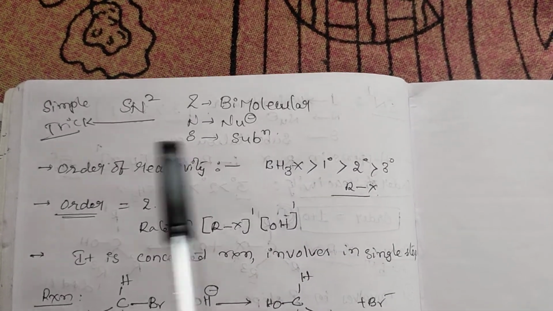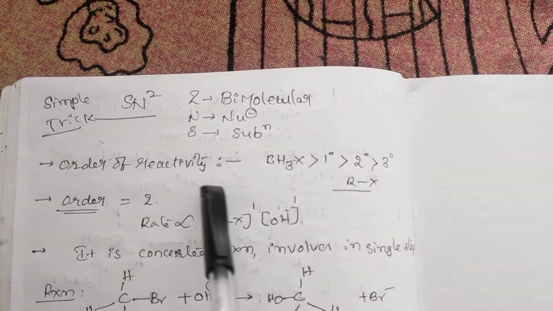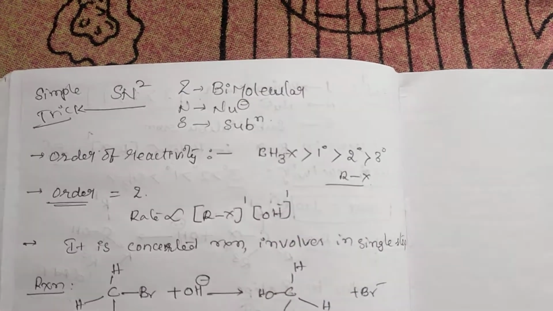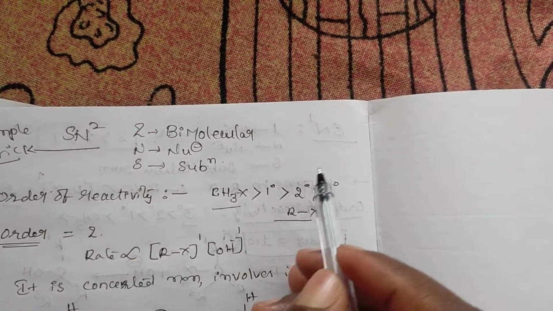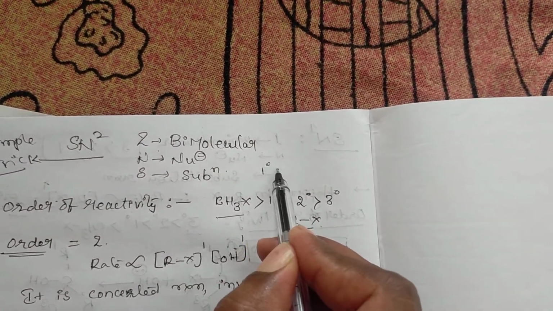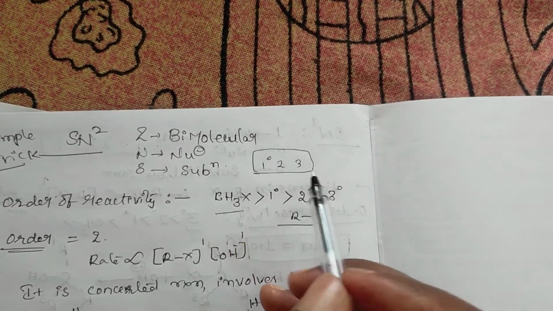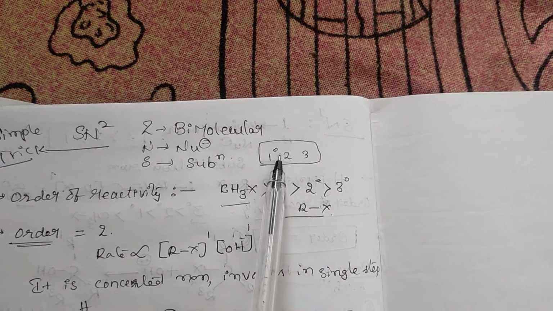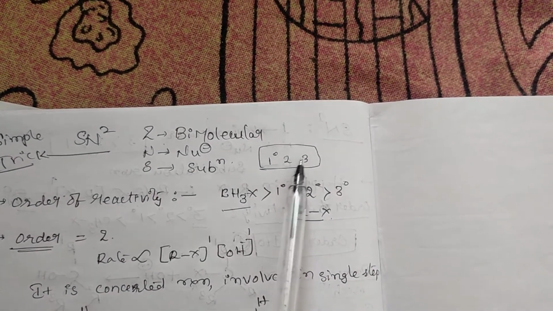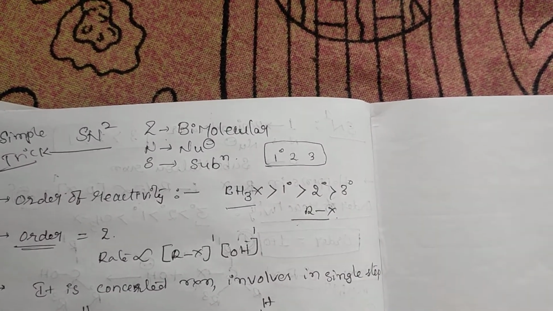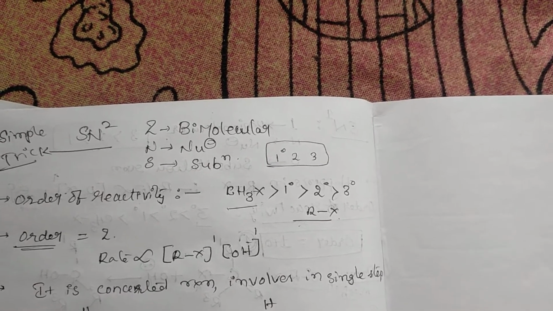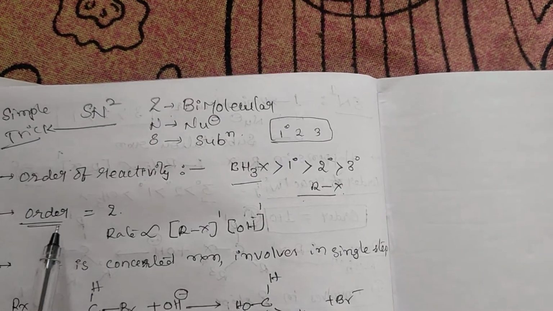In this reaction, the order of reactivity: methyl halide is more reactive than 1, 2, 3. You should remember it like this. This is the order: primary, next secondary, then tertiary alkyl halides. Here the order is 2.